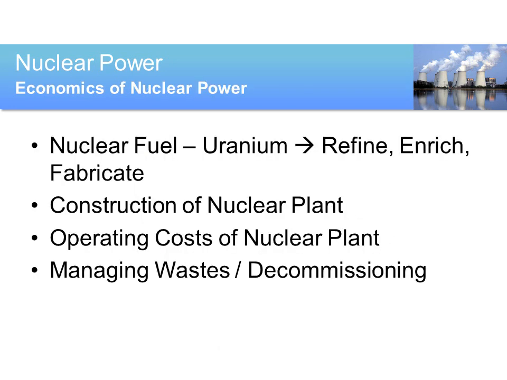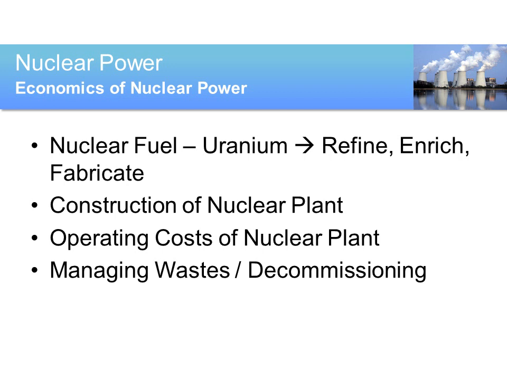There are 4 main drivers of nuclear power costs. First of which is the nuclear fuel, which accounts for 50% of all nuclear power costs. The uranium needs to be refined, enriched, and fabricated before being used as nuclear fuel.